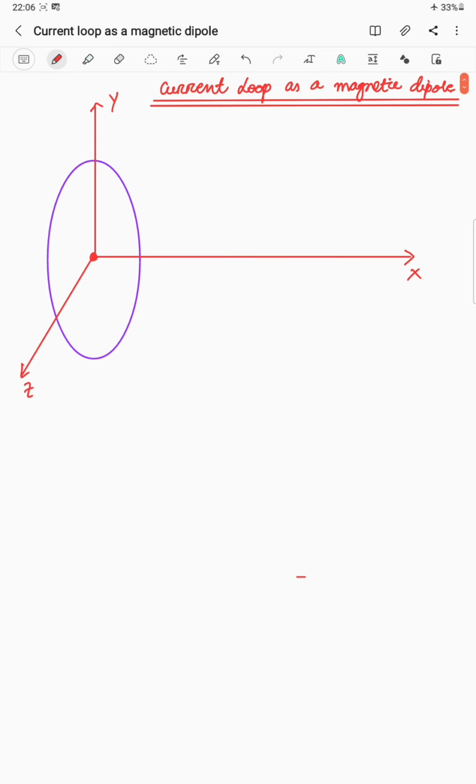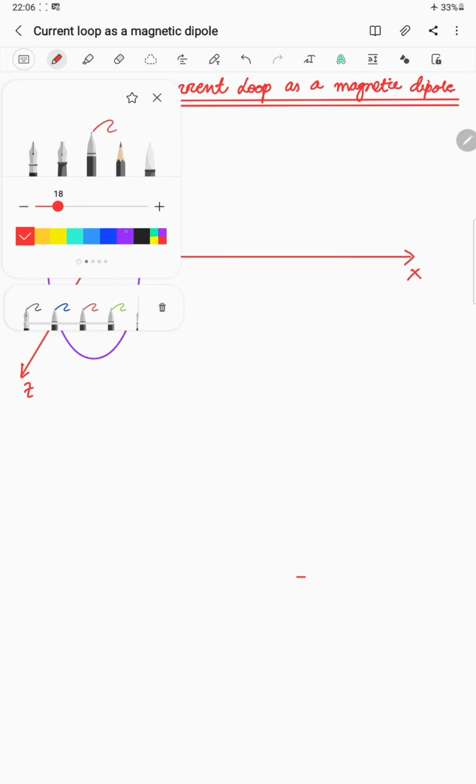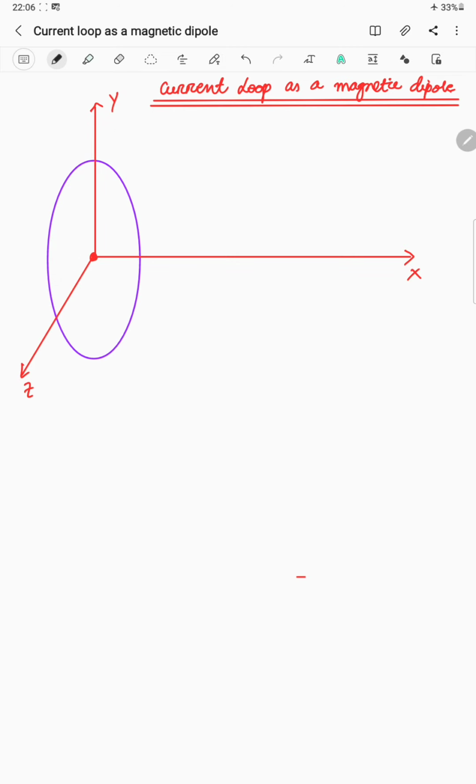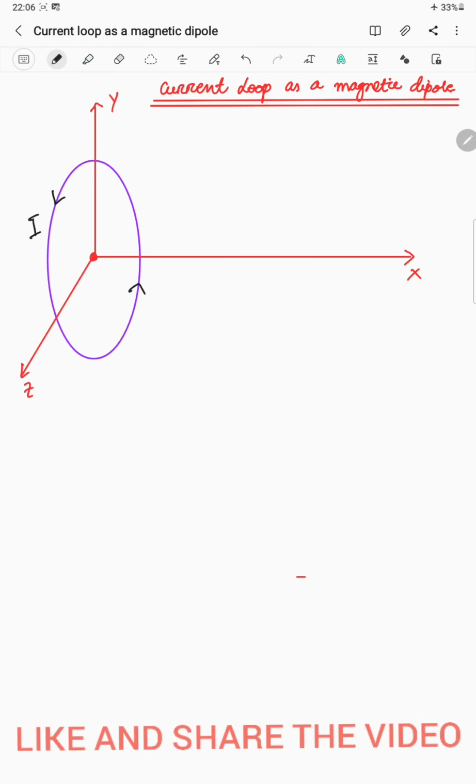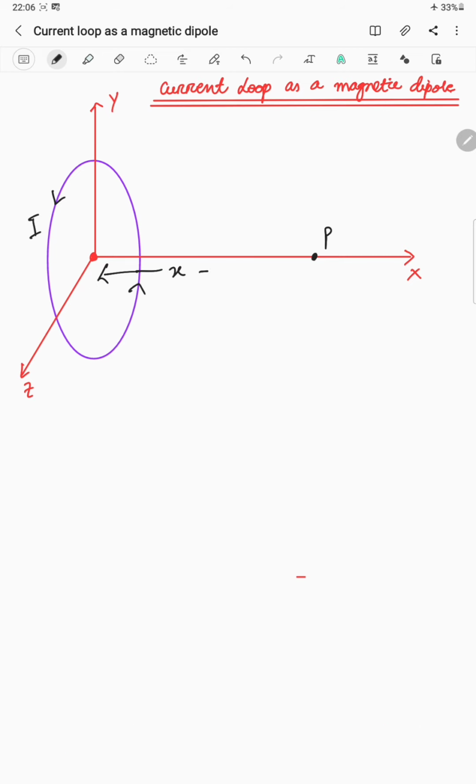In today's class, we'll study how a current carrying loop behaves like a magnetic dipole. We have taken a current carrying loop here, and the current is moving in this direction. We have assigned x, y, and z axes here. On the x axis, we have taken a point P, situated at a distance x from the center of the current loop. The radius of the loop is capital R.